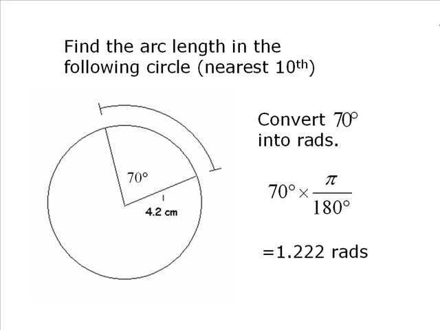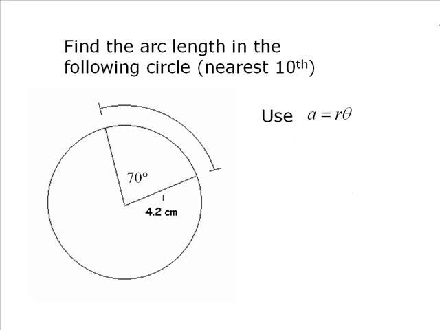So I'm actually keeping extra decimals around, which is a little unnecessary. Now we go into the arc length formula. A is equal to r theta. So 4.2 times 1.222, so the radius goes in and the measure of the angle in rads, and when you round that you'll get 5.1 centimeters. So that would be the arc length. So it's very important, make sure you do not use that 70 degrees without the conversion.